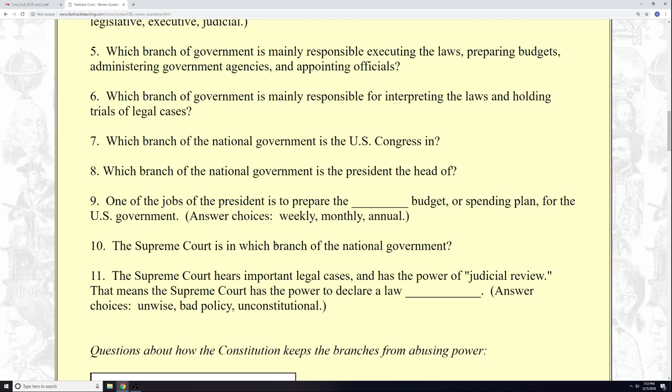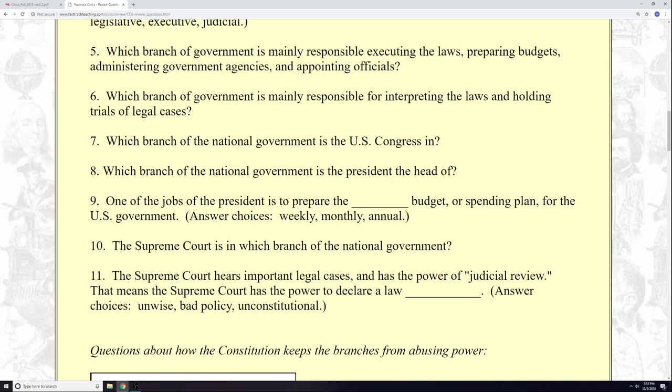Supreme Court is in which branch of the national government? Judicial. So don't get surprised if you see the words United States in front of this. The only court we've talked about so far is the United States Supreme Court. Courts will be hard, but right now there's only one court, which could be in any type of answer. So if you put anything else, you're just guessing and not paying attention. The only court is United States Supreme Court.